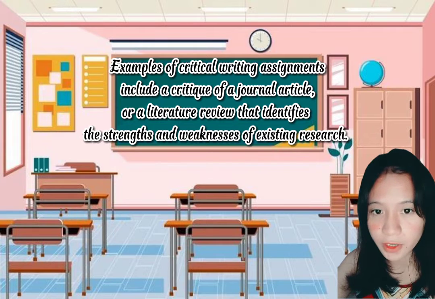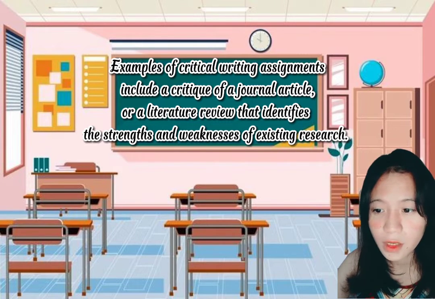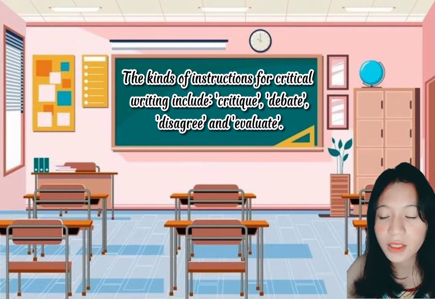Examples of critical writing assignments include a critique of a journal article, or a literature review that identifies the strengths and weaknesses of existing research. The kinds of instructions for critical writing include critique, debate, disagree, and evaluate.